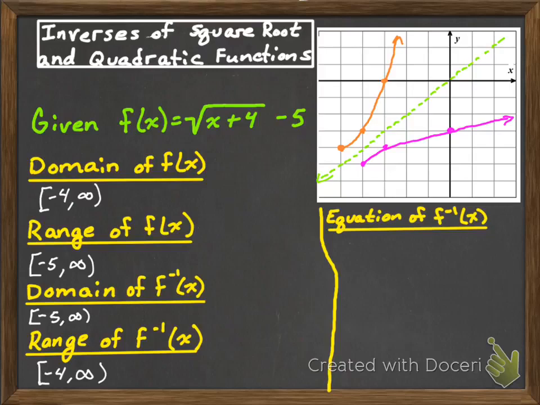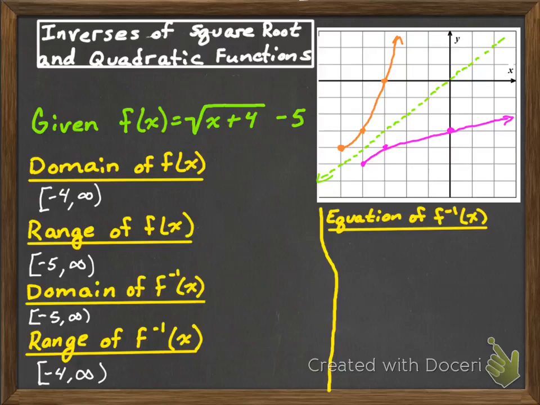Now, one of the things to notice is that the domain of the original function becomes the range of the inverse function, and the range of the original function becomes the domain of the inverse function. That is simply because the x and y values have been switched. The x's become the y's, and the y's become the x's. Okay? Now let's figure out how to get the equation of the inverse.